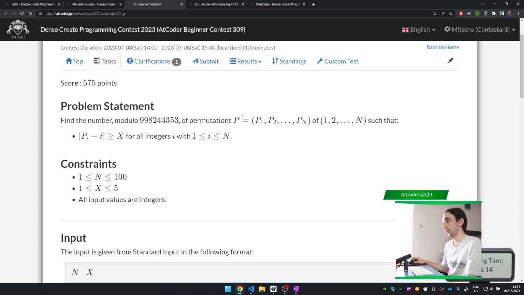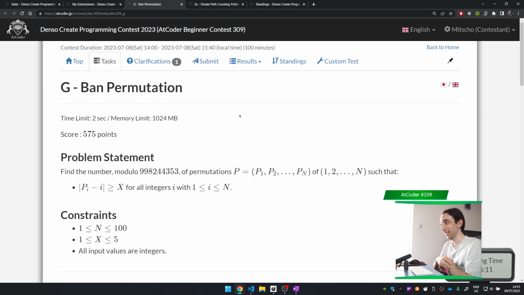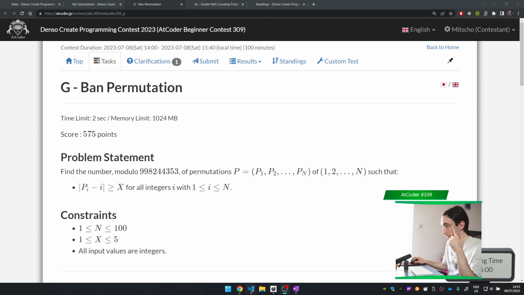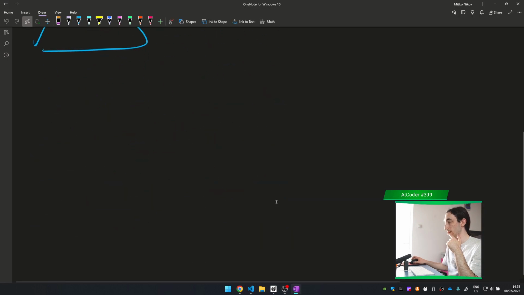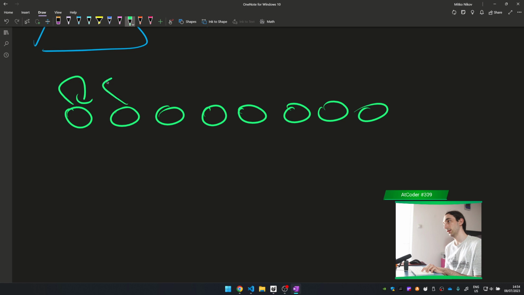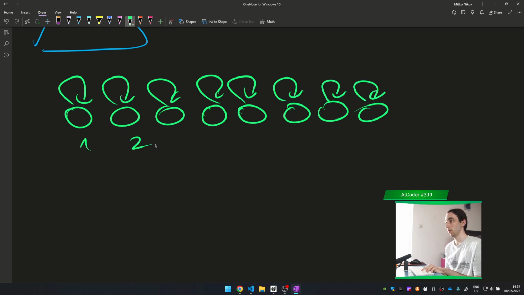Okay, so band permutation. This one I will try to solve. Find the number of permutations where this is bigger than that. So it says that the absolute difference between myself and where, like, this means that if, let's say there's some kind of permutation like this, a permutation with cycles, if it's like that, it means that every number is in the same place. It means it's like 1, 2, 3, 4, 5, 6, 7, 8.